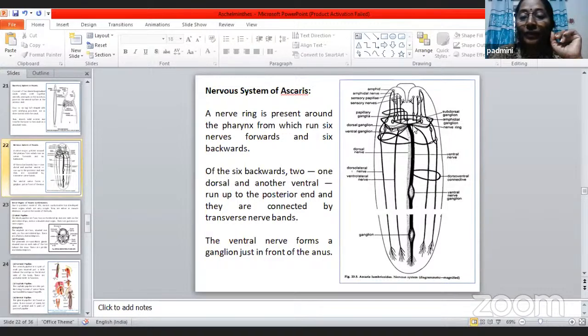And a single ventral nerve, which is again made up of a ventral nerve ganglion on the anterior side, and also one more ganglion on the posterior side. And they are made up of many branched nerve cells over here, because the tail region also has to have lots of sensory nerves in it. So that is the nervous system. You can just go through what I said, all that is present over there.